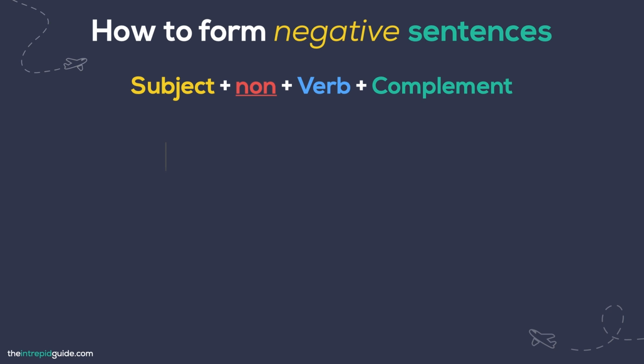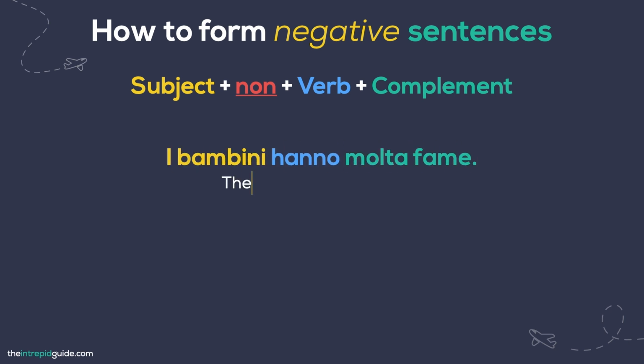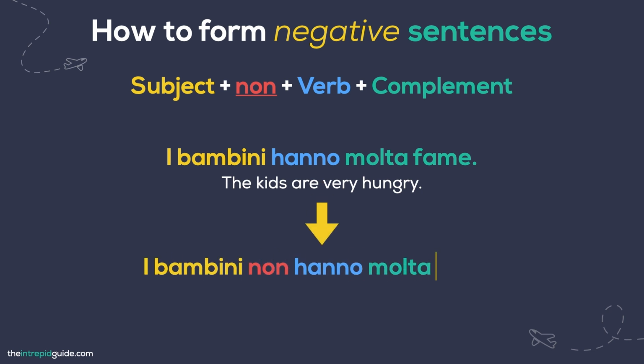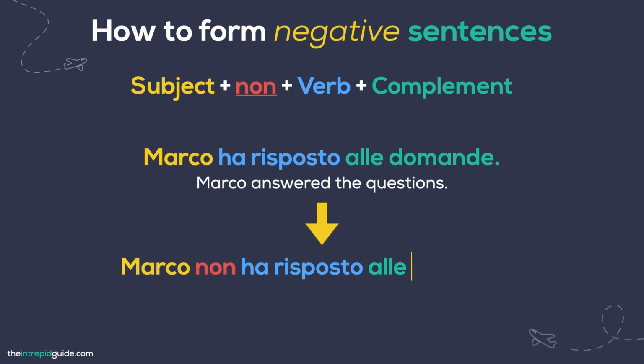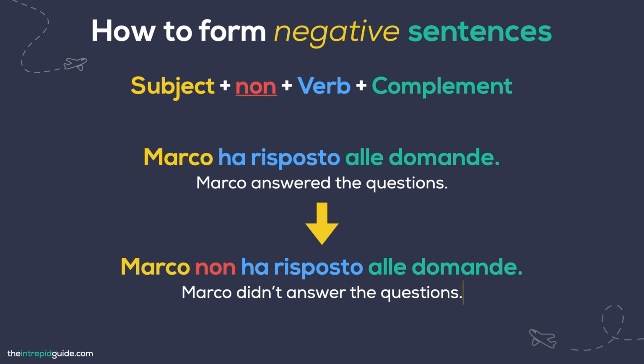For example, I bambini hanno molta fame. The kids are very hungry becomes I bambini non hanno molta fame. The kids aren't very hungry. Marco ha risposto alle domande. Marco answered the questions becomes Marco non ha risposto alle domande. Marco didn't answer the questions.